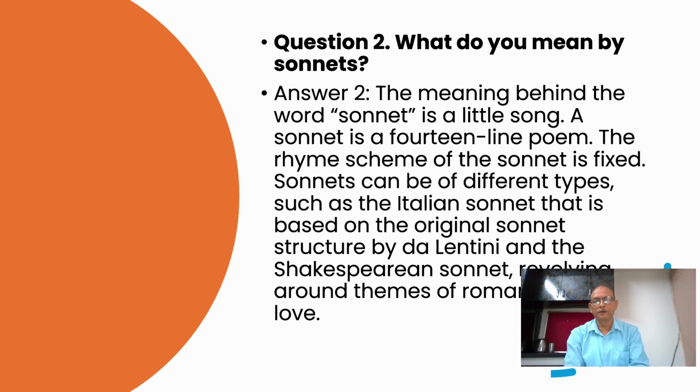What do you mean by sonnet? The meaning behind the word sonnet is a little song. A sonnet is a 14-line poem. Sonnets can be of different types, such as the Italian sonnet, which is based on the original sonnet structure by Da Lentini, and the Shakespearean sonnet, revolving around themes of romance and love.